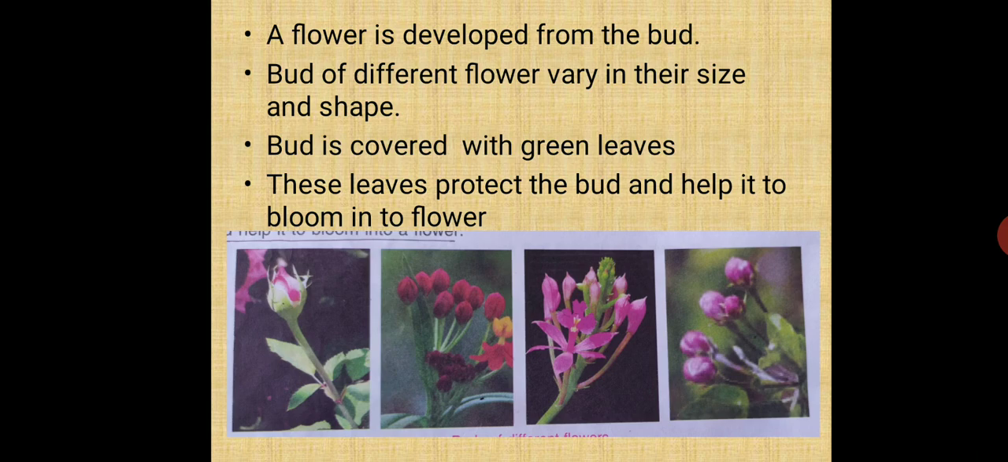See, as you can see, the bud is covered by the green leaves. See, the first one, the bud of the rose flower, is covered by the green leaves. These leaves protect the bud and help it to bloom into a flower. It means the bud is then converted into a flower.